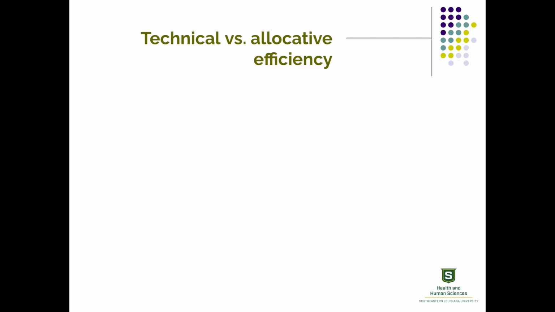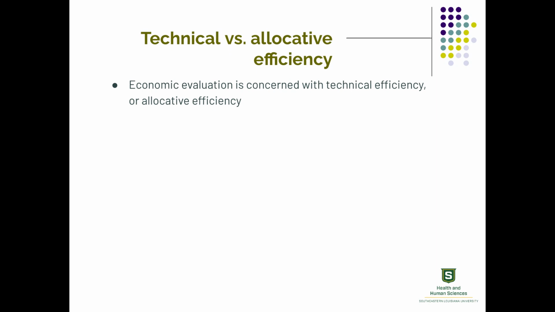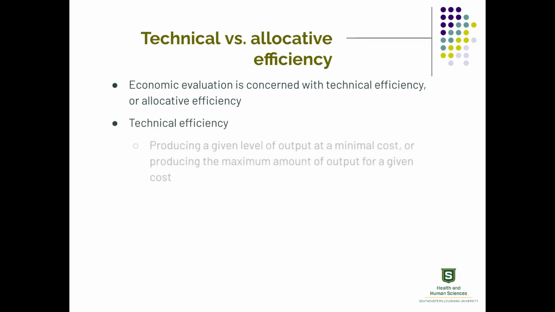So I did talk about efficiency just a while ago, but there's a way economic evaluation looks at it. For example, it's measuring efficiency. It could do it from a technical point of view, or it does it from an allocative efficiency point of view. Technical efficiency is concerned with producing a given output. Let's say we have a level of output that we want, and we want to know the minimum cost of getting this output done.